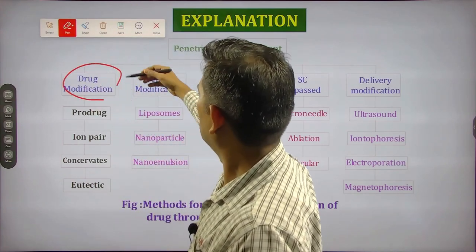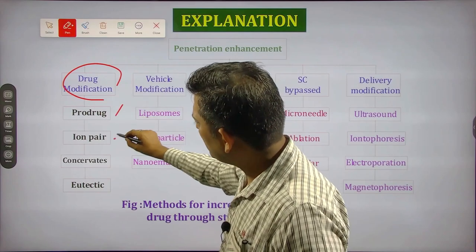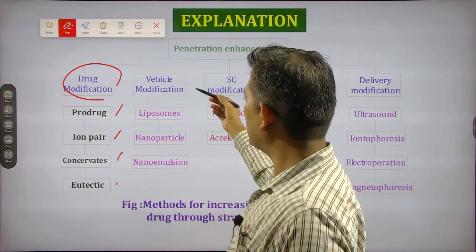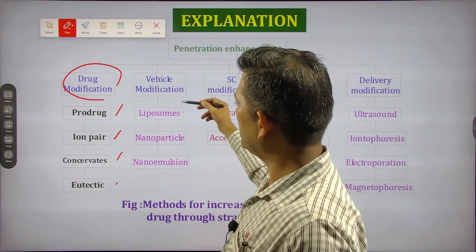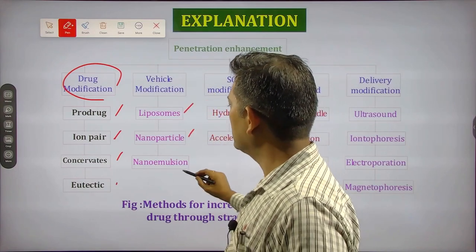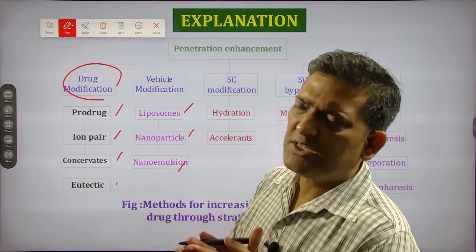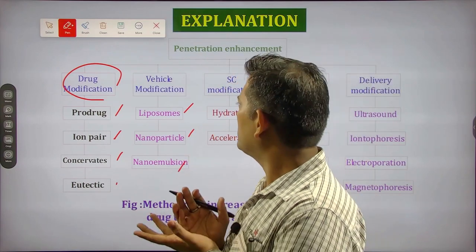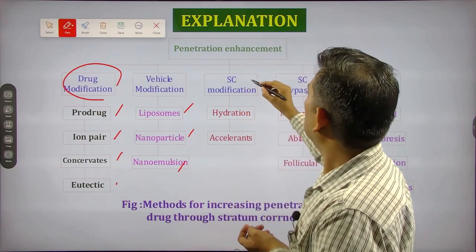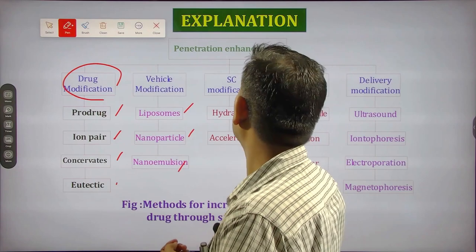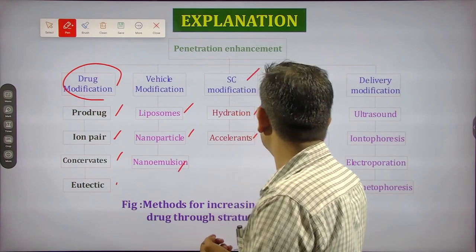drug modification like prodrugs, ion pair, coacervates, eutectic mixture. So these are some of the methods. Then vehicle modification, by which liposomes, nanoparticles, nanoemulsion preparations are there. Then stratum corneum modification, how to change the stratum corneum by hydration and using accelerants.